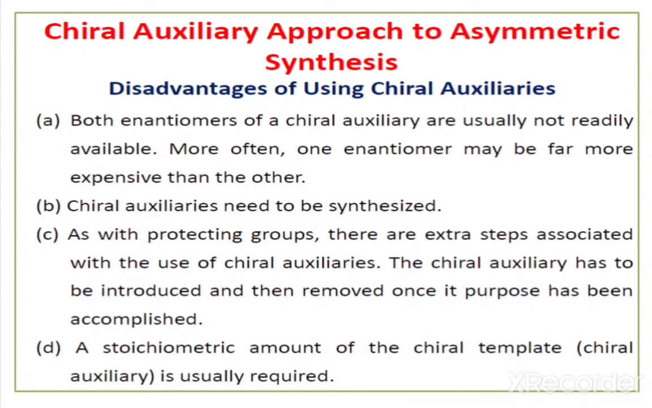As with protecting groups, there are extra steps associated with the use of a chiral auxiliary. The chiral auxiliary has to be introduced and then removed once its purpose has been accomplished. That means the chiral auxiliary is attached to the starting material, and after completion of the reaction, it can be easily removed. A stoichiometric amount of the chiral template, the chiral auxiliary, is usually required.